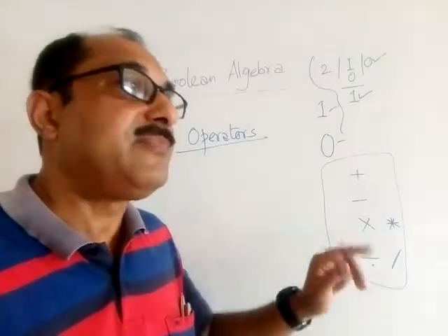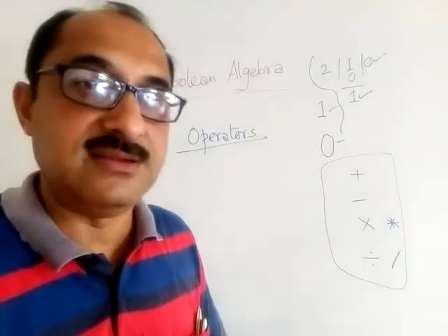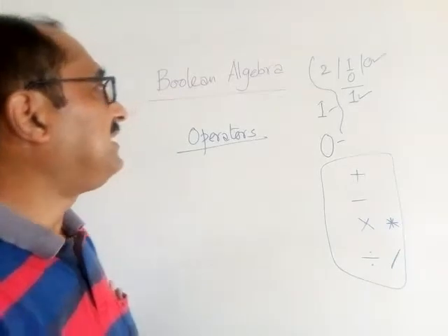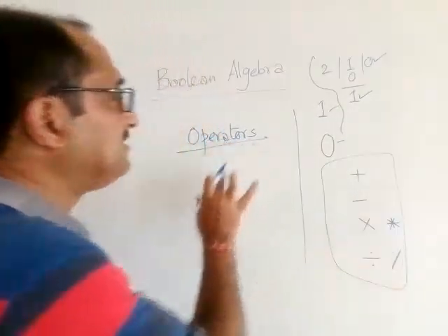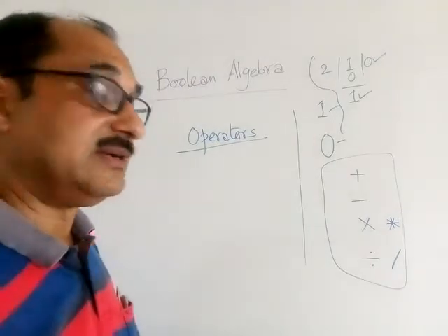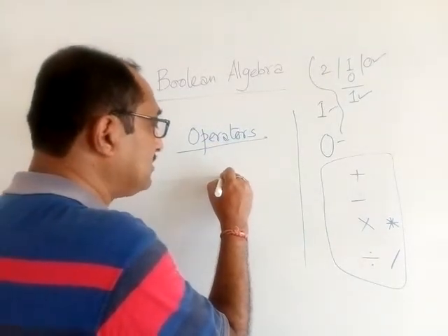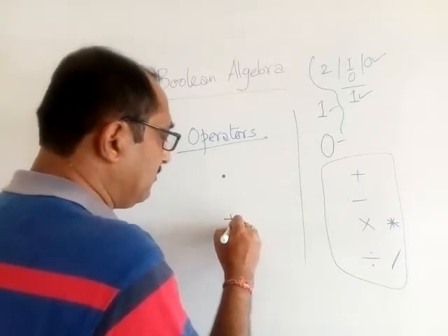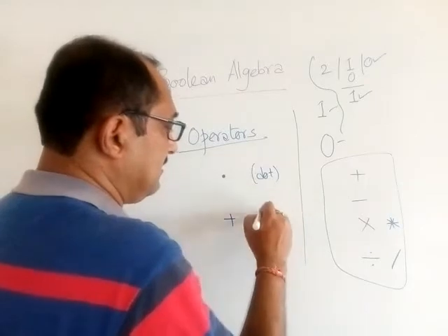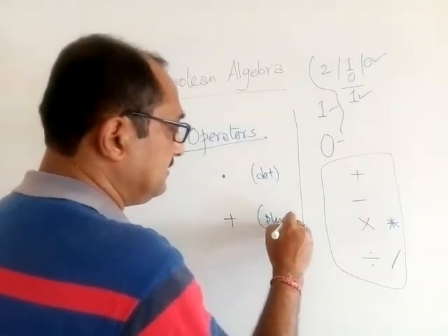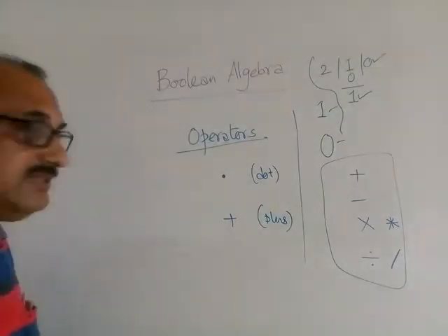Like if I write 5 plus 7, what is the purpose of plus? To give me a result. Similarly, like in our normal algebra, in Boolean algebra also there are operators. One operator is called dot. Another operator is called plus. This is called dot and this is called plus. What is the purpose of them?